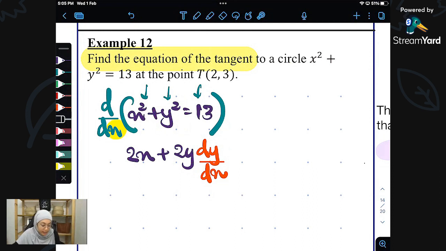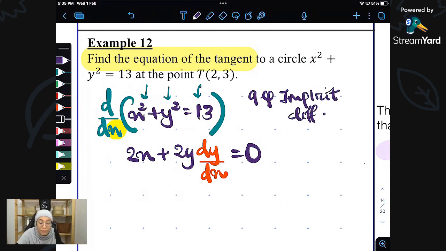All right, and then we continue. Differentiate a constant, it's always going to give us 0. So this is actually knowledge from 9.4, implicit differentiation. Which I bet you know this already. If you forgot, please look at my semester 1 videos. All right, chapter 9, 9.4 implicit differentiation.